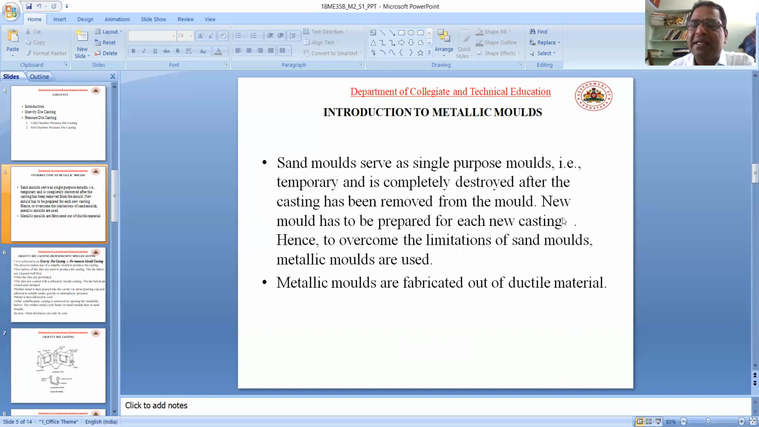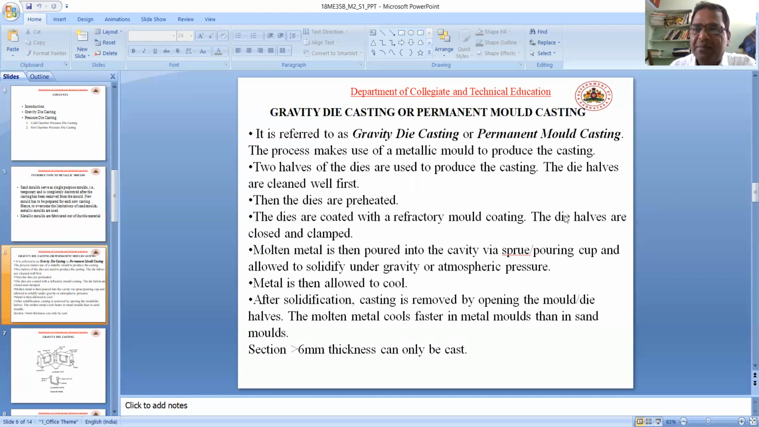Metallic molds are fabricated out of ductile materials. Usually, you are going to fabricate metallic molds using ductile materials. So initially, we are going to talk about gravity die casting, or permanent mold casting. It is referred to as gravity die casting or permanent mold casting.